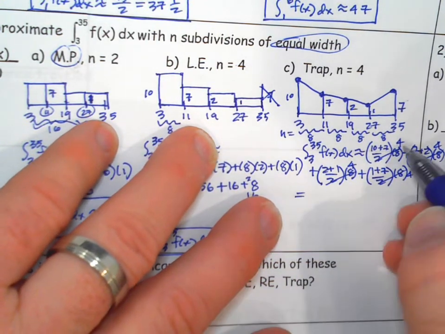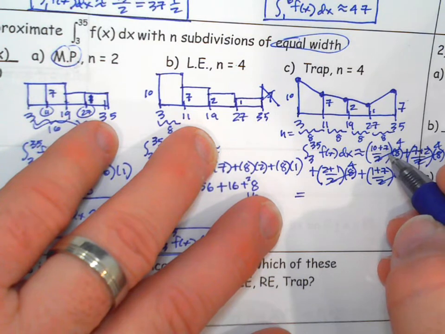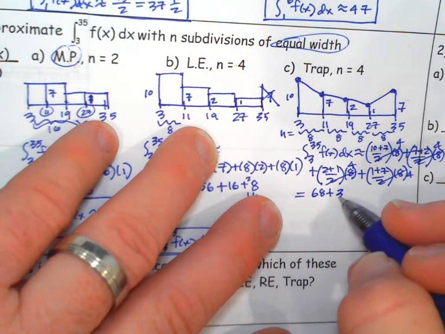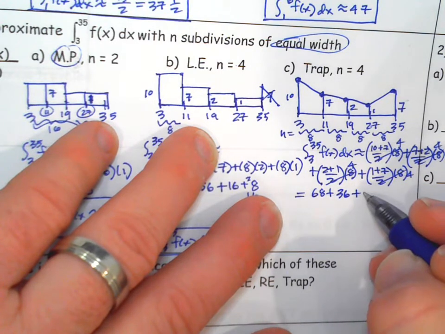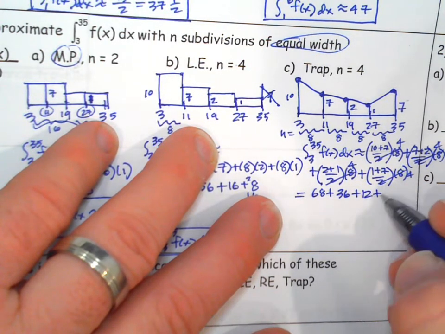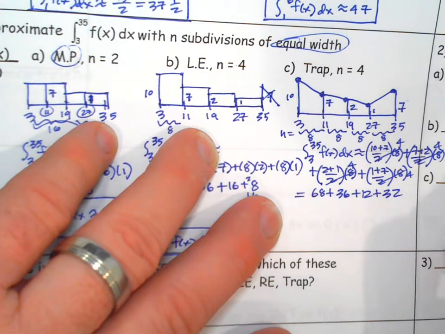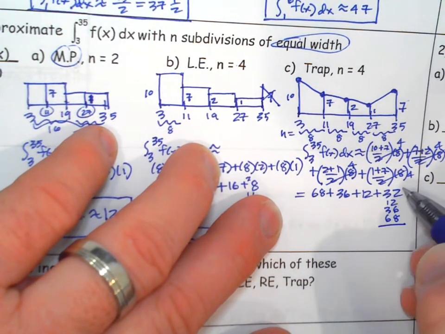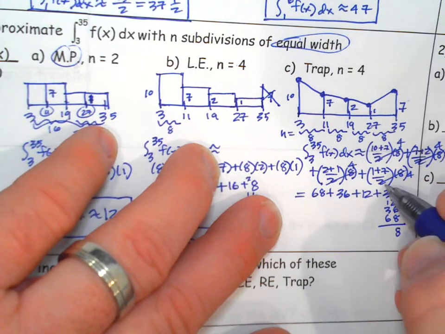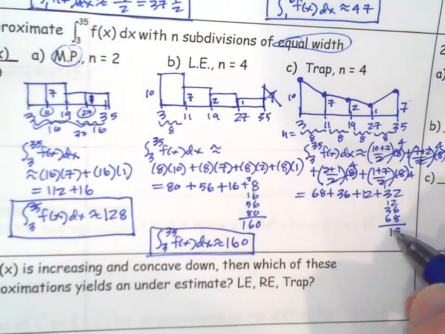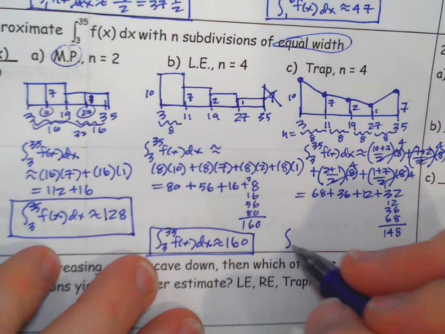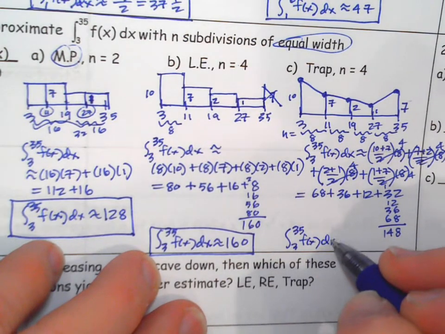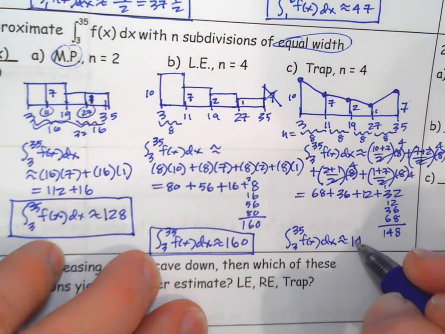So I'm going to get 4 times 17 is 68, plus 4 times 9 is 36, plus 4 times 3 is 12, plus 4 times 8 is 32. So 18, carry the 1, 8, 14. So the integral from 3 to 35 of f of x dx is approximately 148.